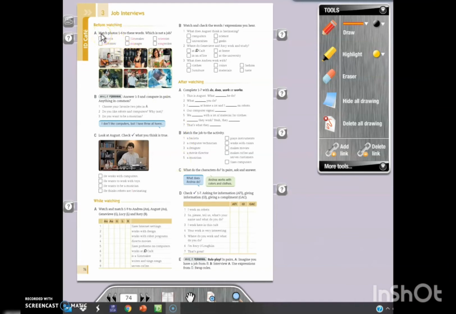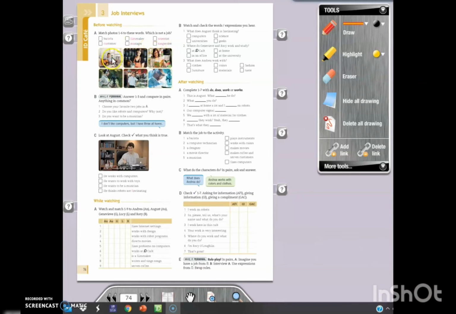Before presenting the video, we have to complete activity number 1, before watching. Before watching the video, we have to complete this exercise that says, match photos 1 to 6 to these words, which is not a job. Here we have the jobs. You have to identify them and match these photos with these words. We have barista, customer, filmmaker, manager, scientist, and songwriter.